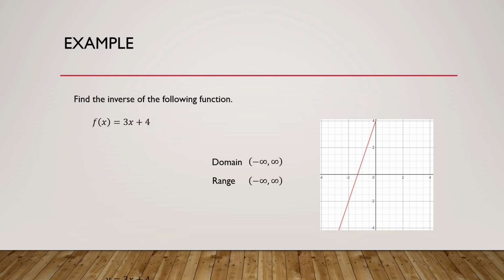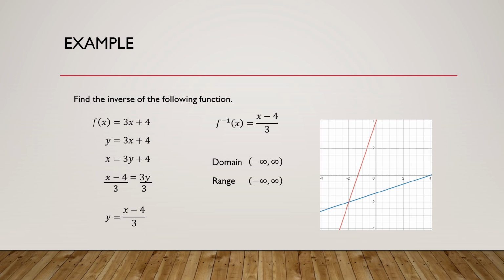We do this by expressing the function as y equals 3x plus 4. We then swap x and y, giving us x equals 3y plus 4, then solve for y. Subtract 4 from both sides, then divide by 3 to get y equals x minus 4 over 3. This means the inverse function of f is x minus 4 over 3. This is the graph of the inverse function. Note that this graph is symmetric with the original function about the line y equals x.